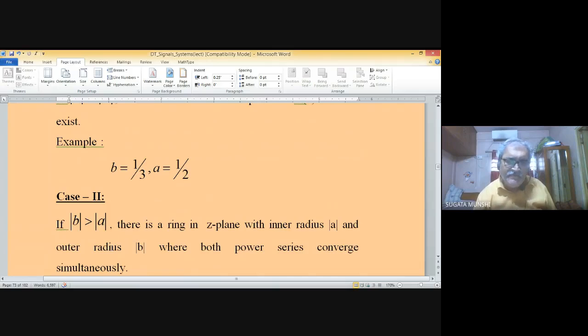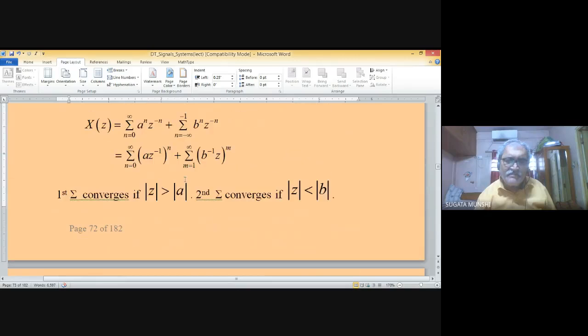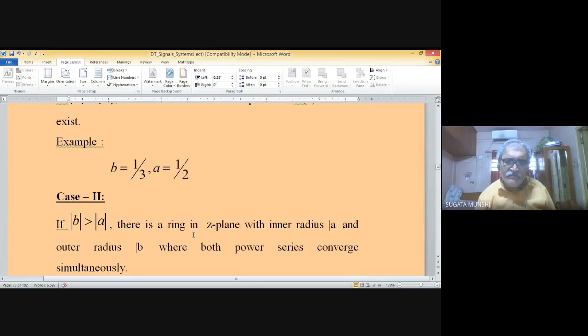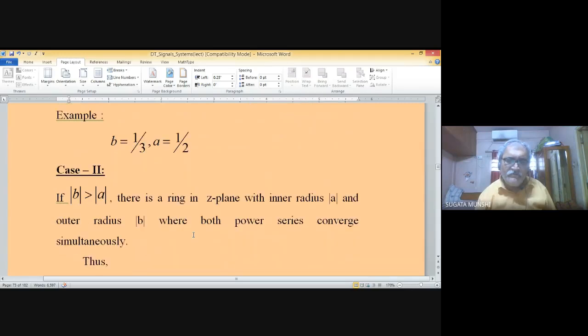When magnitude of B is greater than magnitude of A, there will be a ring-shaped region in the Z plane with inner radius equal to magnitude of A and outer radius equal to magnitude of B, where both these power series will converge. So in that region, both the power series will converge simultaneously.